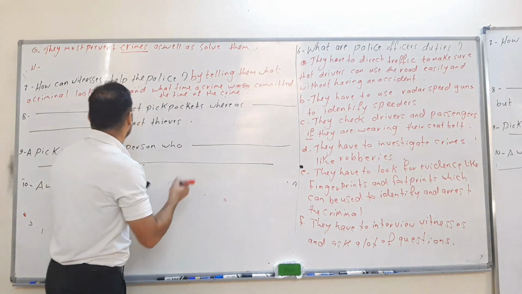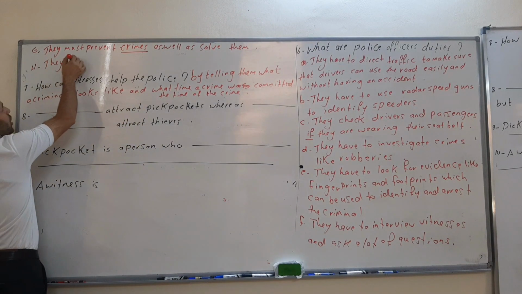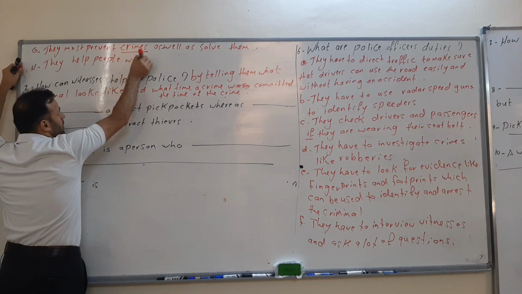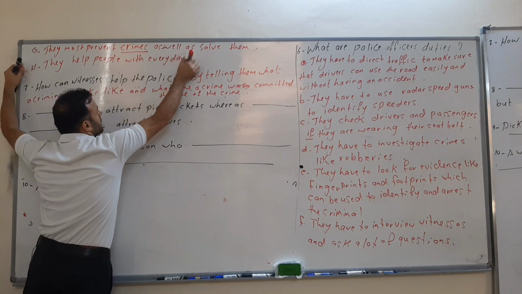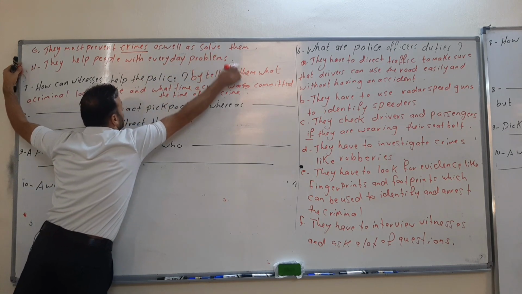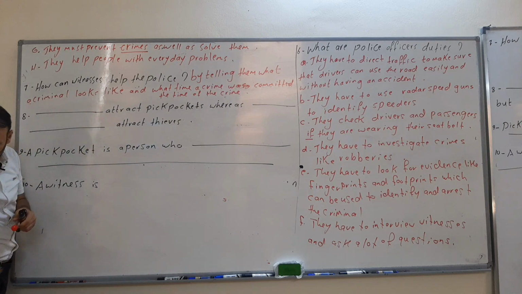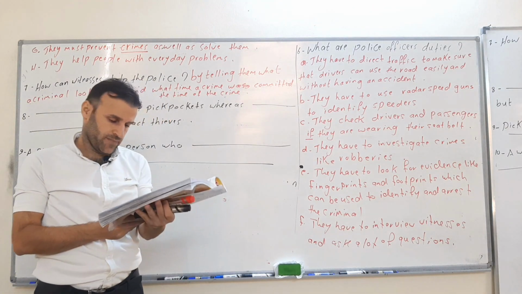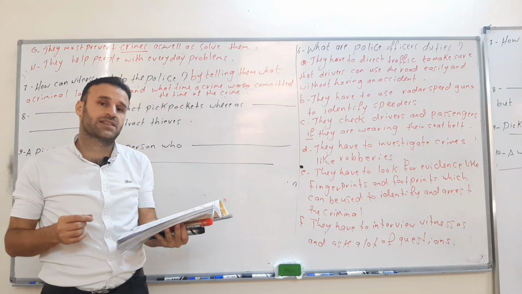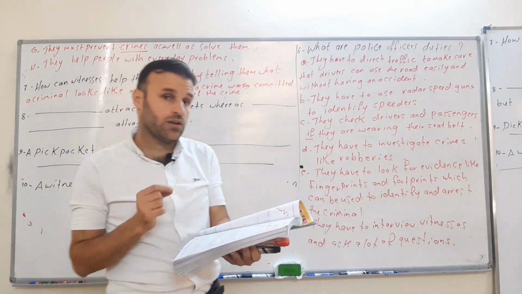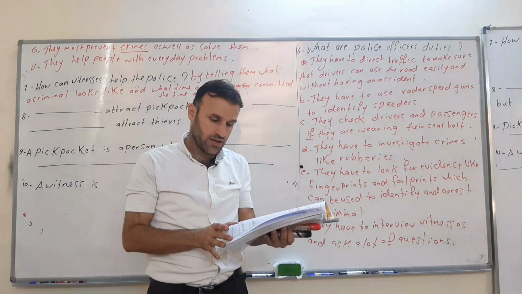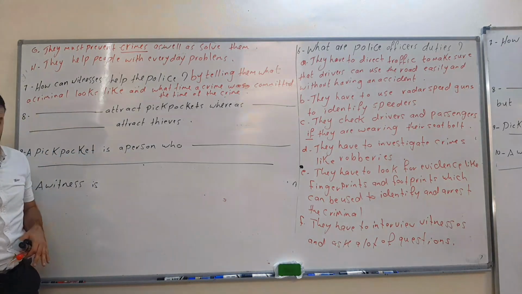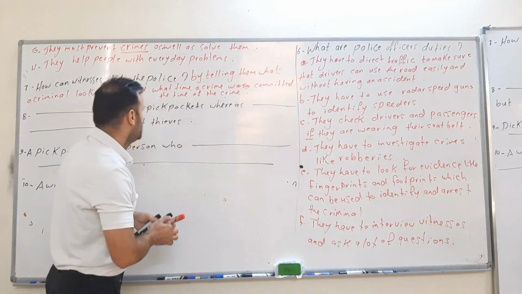Okay, this is another point. They help people. Okay, they help people with everyday problems. Okay, but let me complete it. For example, if you are lost, so this is an example of one of the problems that police we can say help or solve. For example, if you are lost, you needn't worry. You just ask the police for directions. So if you are lost, don't worry. You can ask the police for directions.